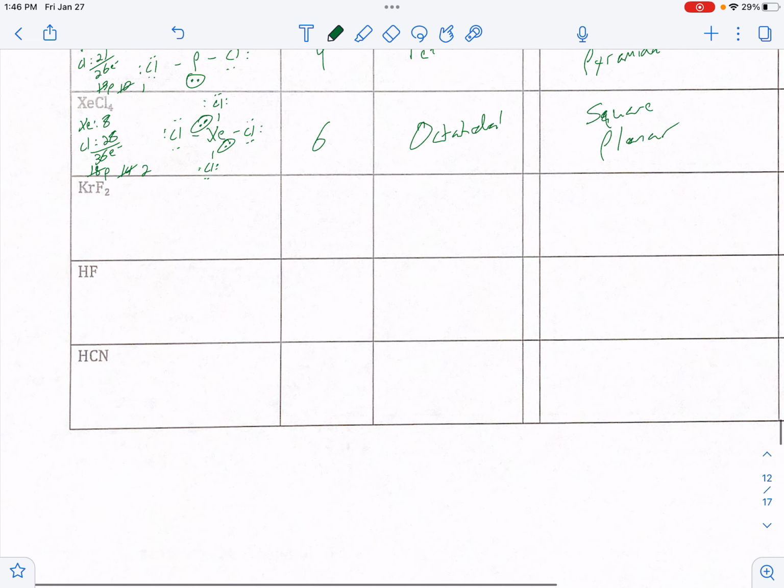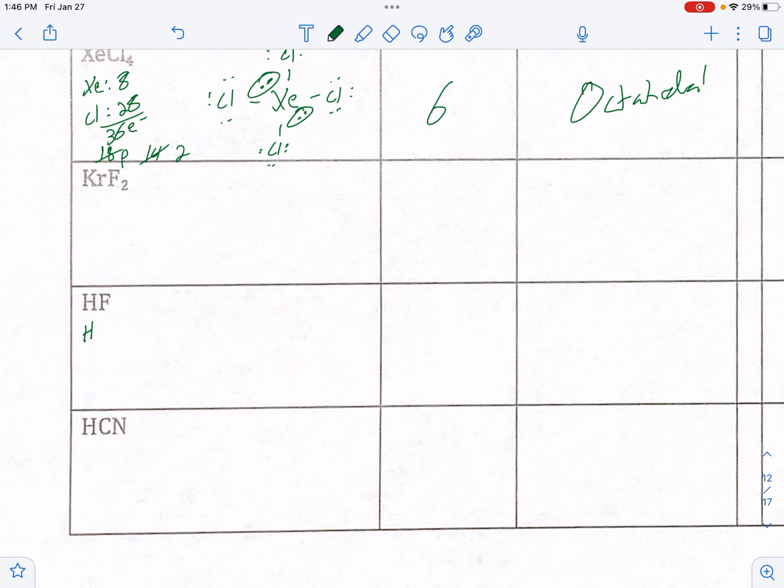All right, now let's skip over to HF. So hydrogen has 1. Fluorine has 7. There's only one of them. 7 plus 1 gives me 8, so that means I have 4 pairs to use. So I'm just going to attach an H to an F.